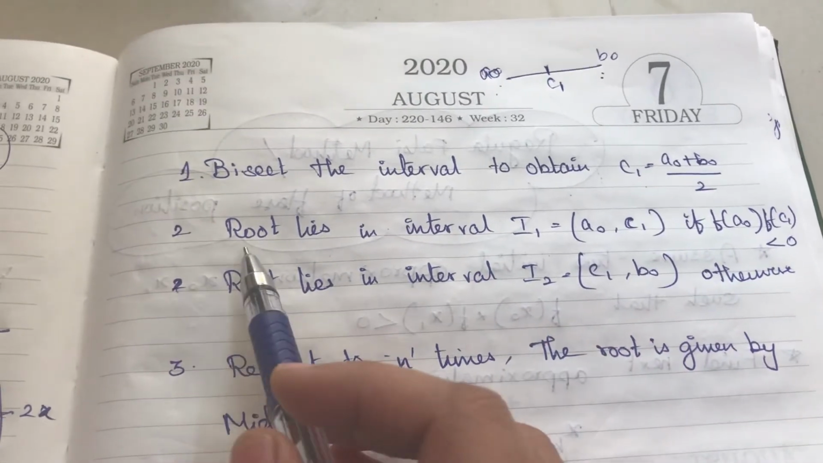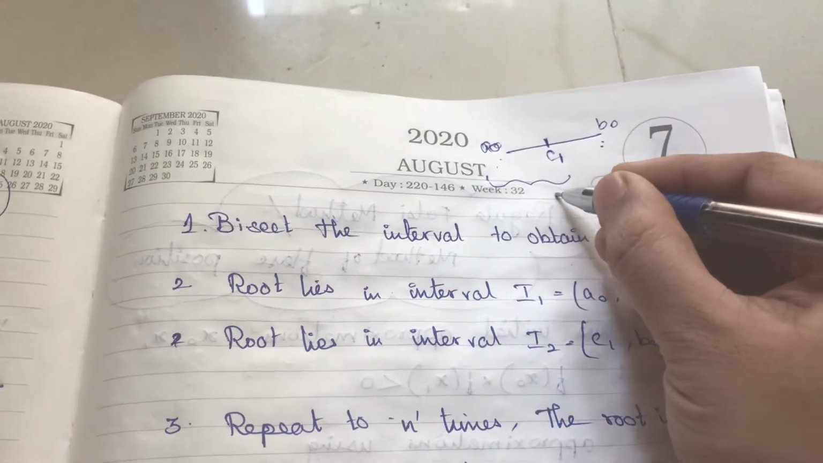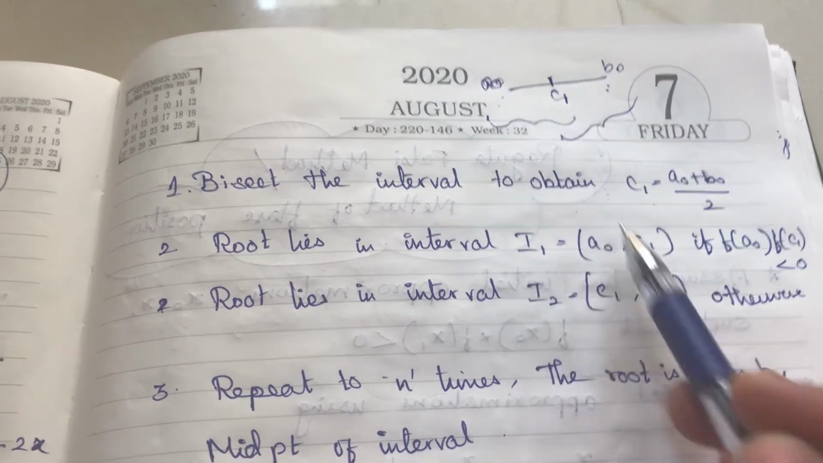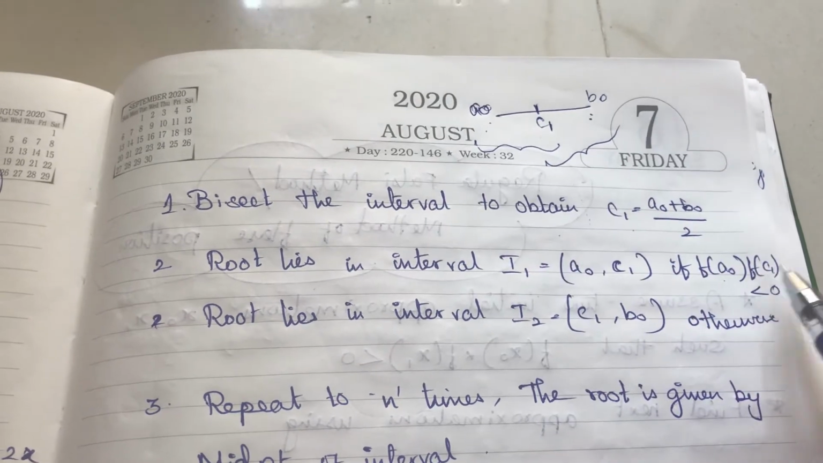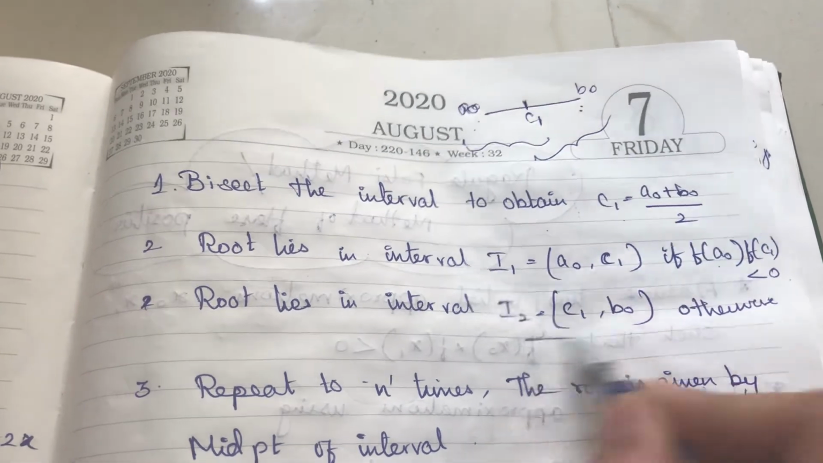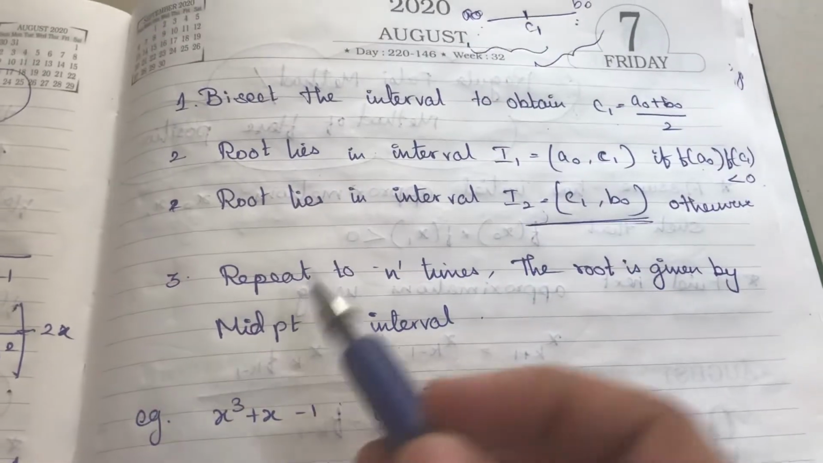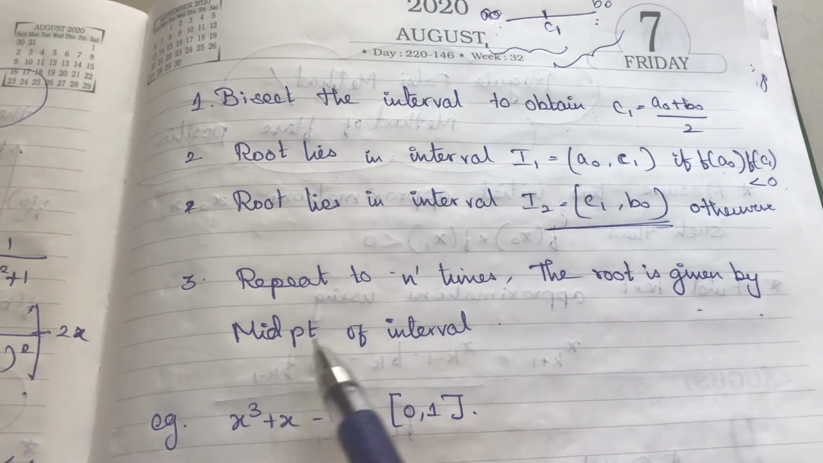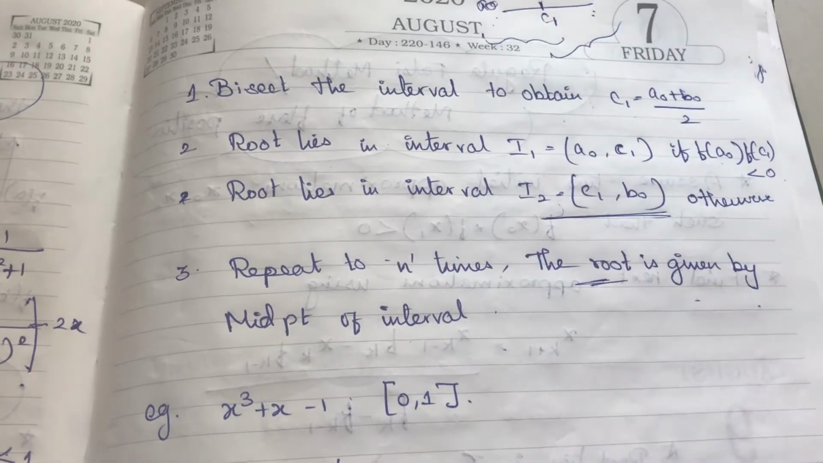Roots lie in interval I1. So we can easily say the root may lie between A0 to C1 or C1 to B1, right? If the root lies in the first interval, we can easily say f of A0 into f of C1 is less than 0. If it is not less than 0, we take the second interval. Then we need to repeat it n times so that the root is given by the midpoint of the interval. So we need to repeat it.